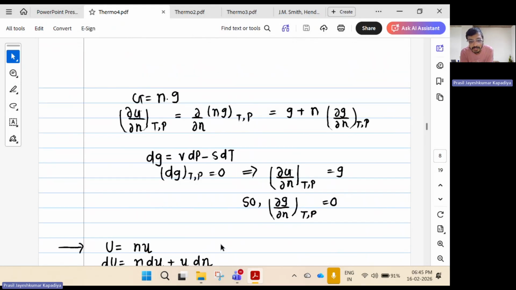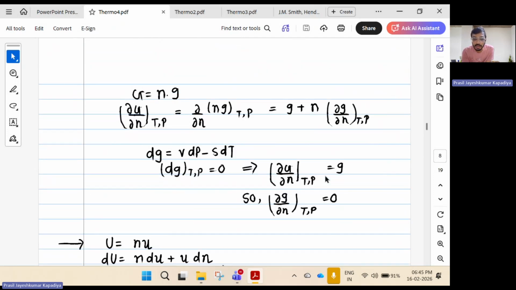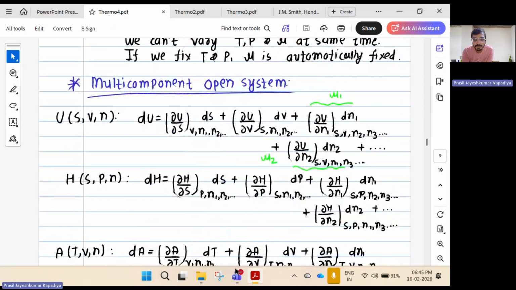So this whole thing was for a single component system. Let's say I was dealing with only one component. In reality, single component systems definitely exist, but multi-component systems are more practical than single component systems. I can write the same thing: U is a function of S, V, n. So I can write dU as the same. Now let's say an n component system.